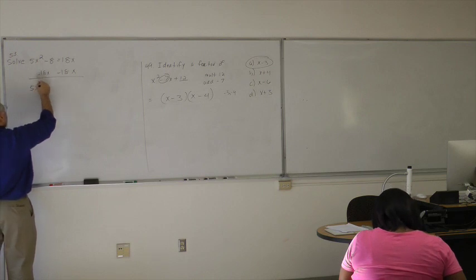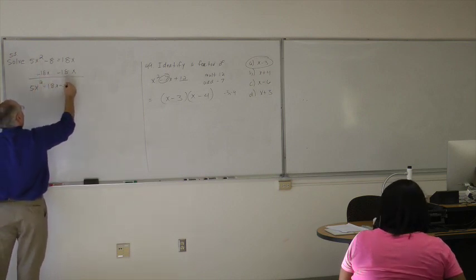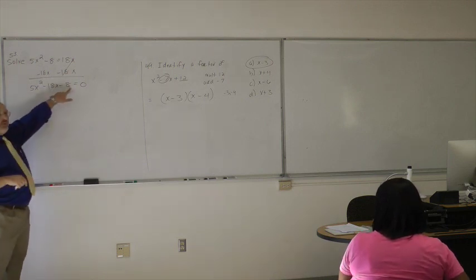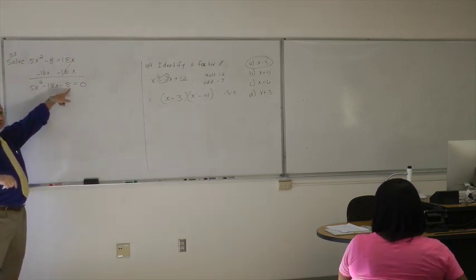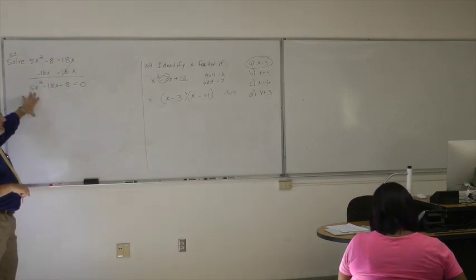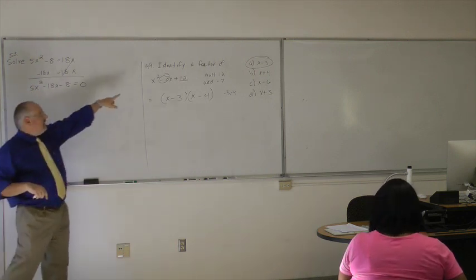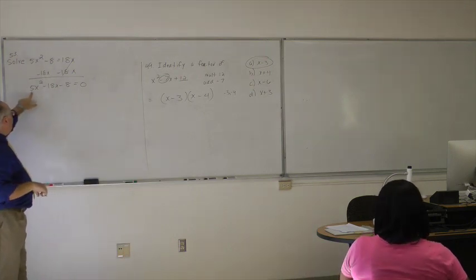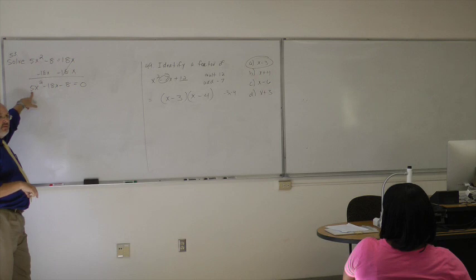So this gives us 5x squared minus 18x minus 8 equals 0. Note that I put these in decreasing order by exponent. That's important so you can factor it. Now this problem is different than the last one we did, because we have a number in front. We have a coefficient other than 1.